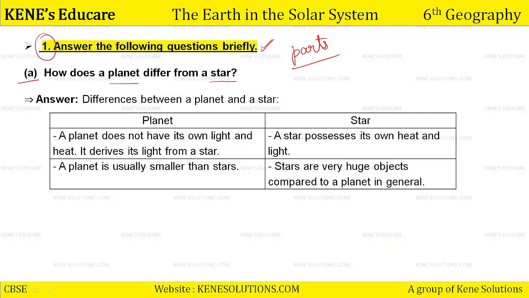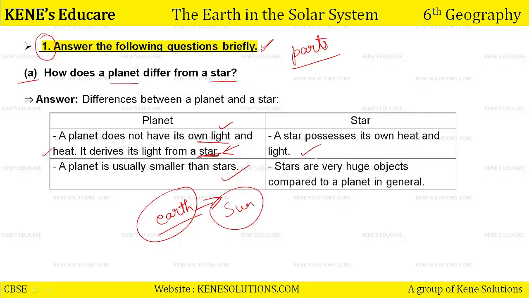Differences between a planet and a star as follows. A planet does not have its own light and heat, and it derives its light from a star, जैसे कि Earth. Earth के पास अपनी light and heat नहीं है, वो अपनी heat and light एक star से लेता है, और हमारा star कौन है? Sun. ठीक है? Planet is usually smaller than stars. Generally ऐसा होता है कि planets stars से छोटे होते हैं. They are smaller than the stars. Okay? Star क्या है? Star possesses its own heat and light. Star के पास अपनी heat and light होती है.